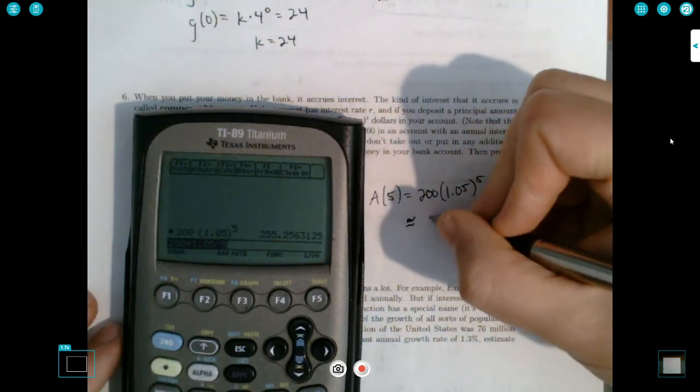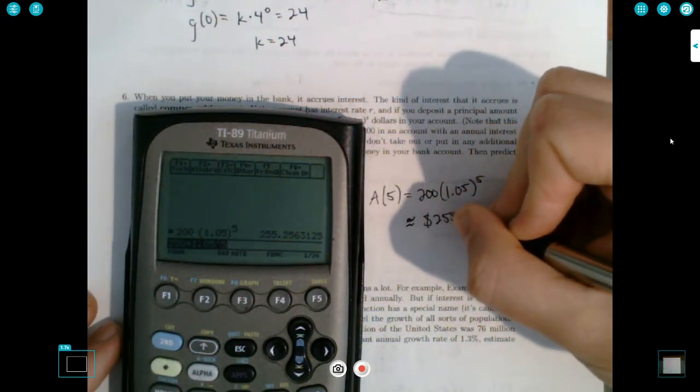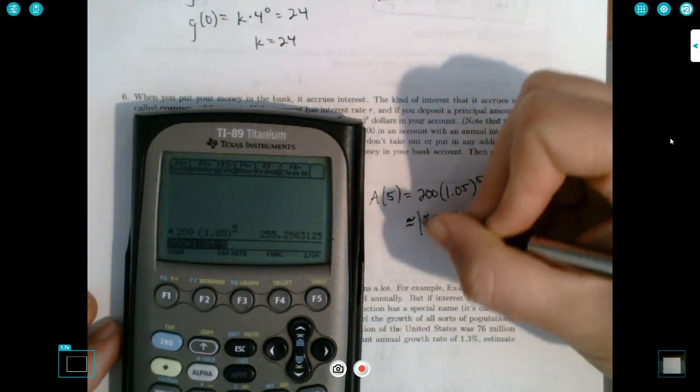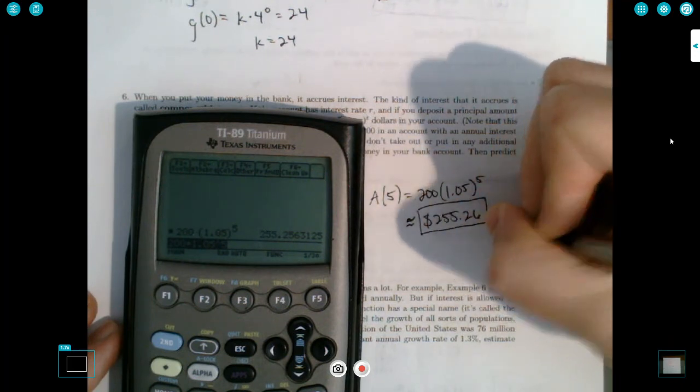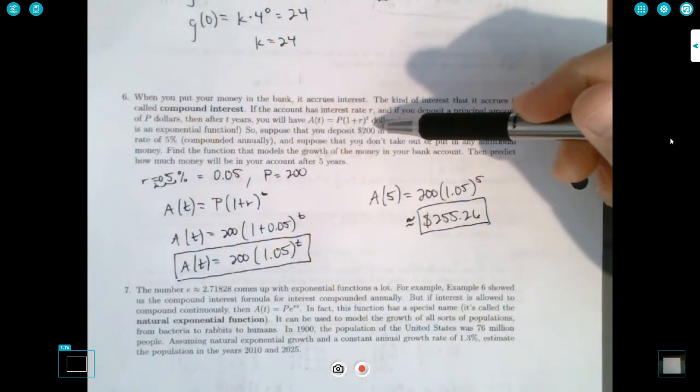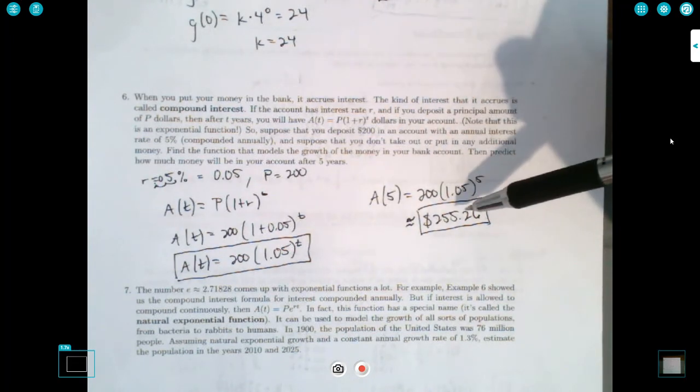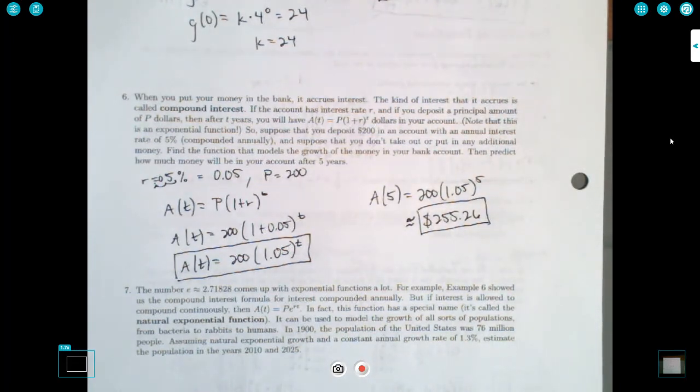So it's about $255.26. Which is cool, because you only started with $200, and then you did nothing, and it increased to $255.26, right? So that's kind of cool.